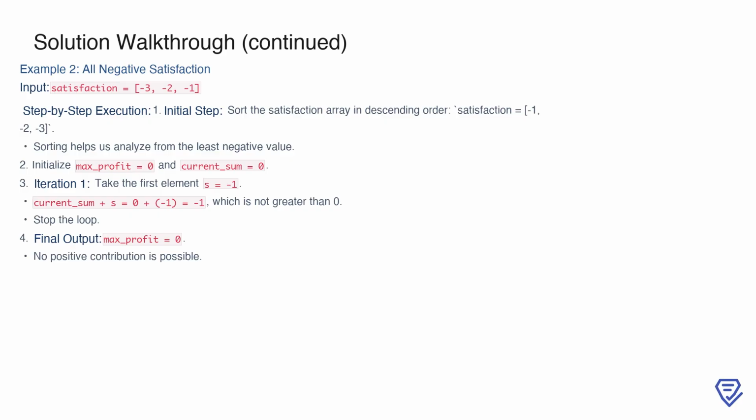Next, we initialize max_profit and current_sum as 0. Starting with the first value, -1, we calculate current_sum plus s, which results in -1. Since this is not greater than 0, we stop immediately. This tells us that no positive contribution is possible when all values are negative. Therefore, the max_profit remains 0, which is our final output.